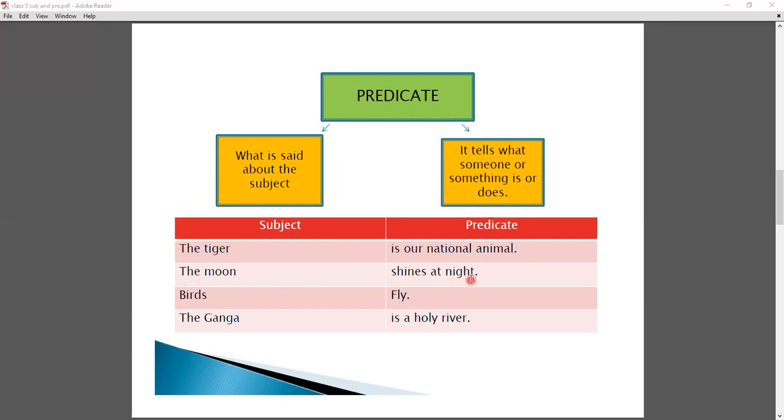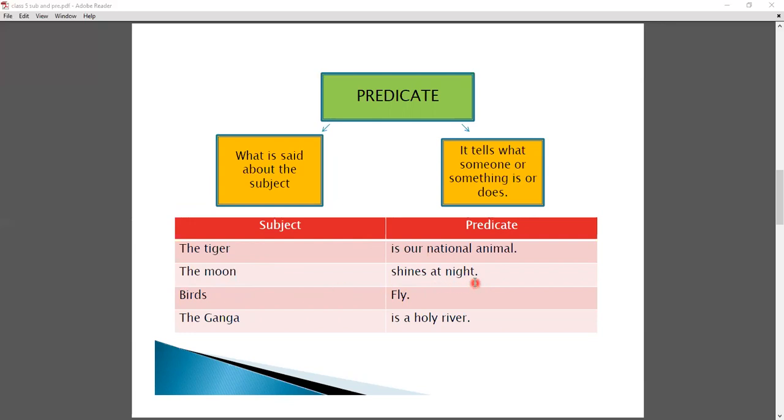Number second, the moon shines at night. Here you notice, you know about the subject. We talk about a moon. So here moon is the subject. Now we divide the part into two. So predicate here, shines at night. So shines क्या है यहाँ पे, shines is a verb here. So predicate starts from a verb also. So shines at night is the remaining part.